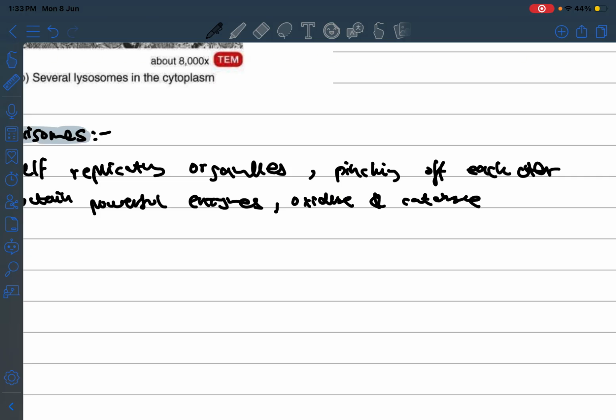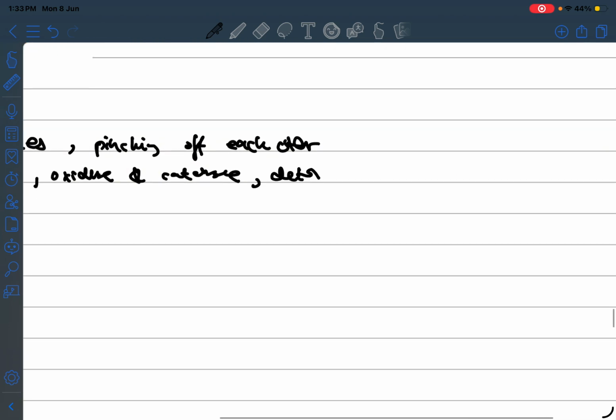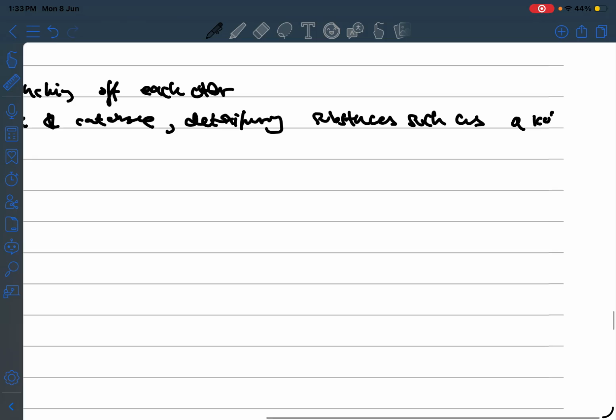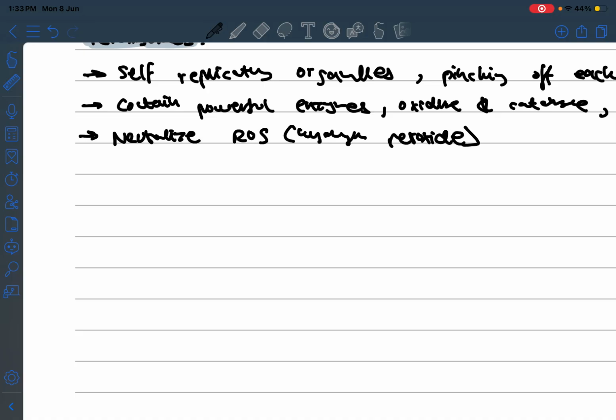Of course we'll go into more detail on specifics in biochem later. But these are involved in detoxifying substances such as alcohol. They also break down and neutralize ROS, which are reactive oxygen species. That includes your hydrogen peroxide and things like that, which are very harmful for the blood as a whole. They're obviously present a lot in the liver because they're involved in detoxification, and even in the kidney.